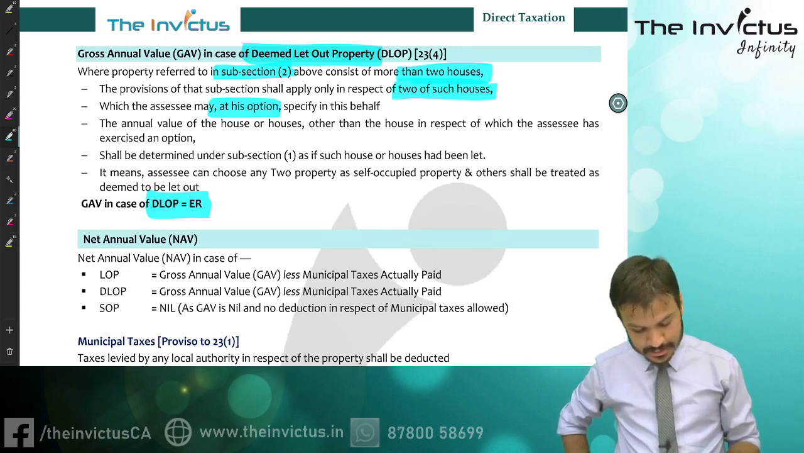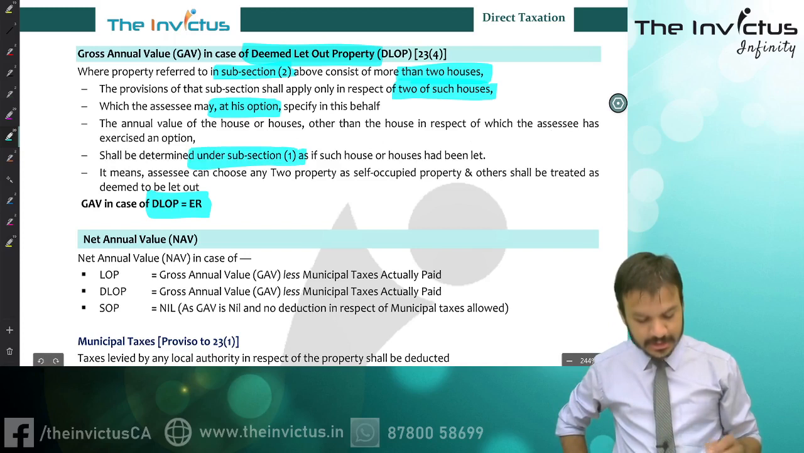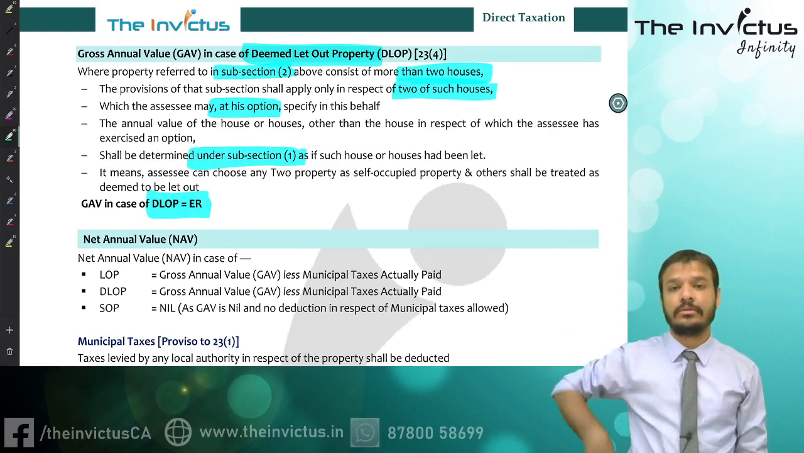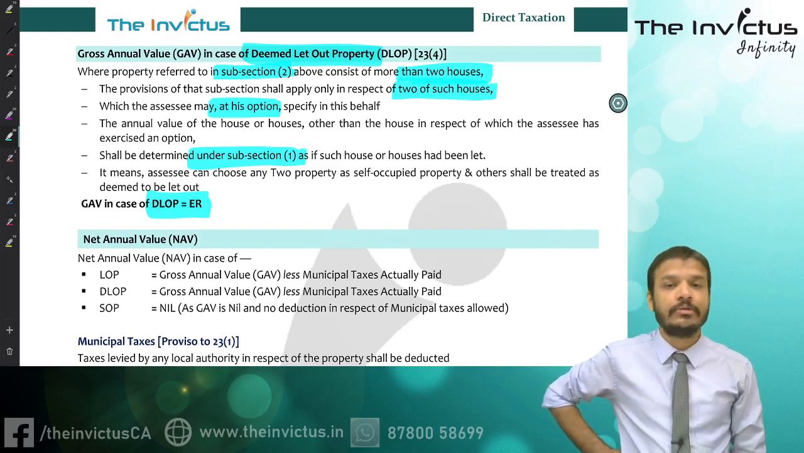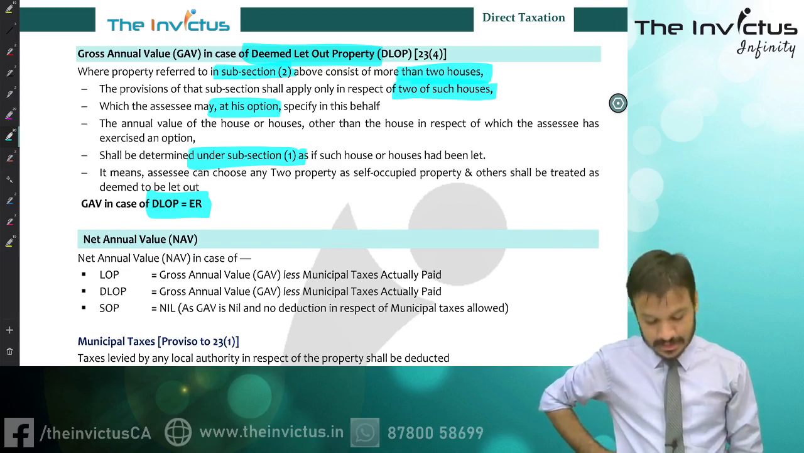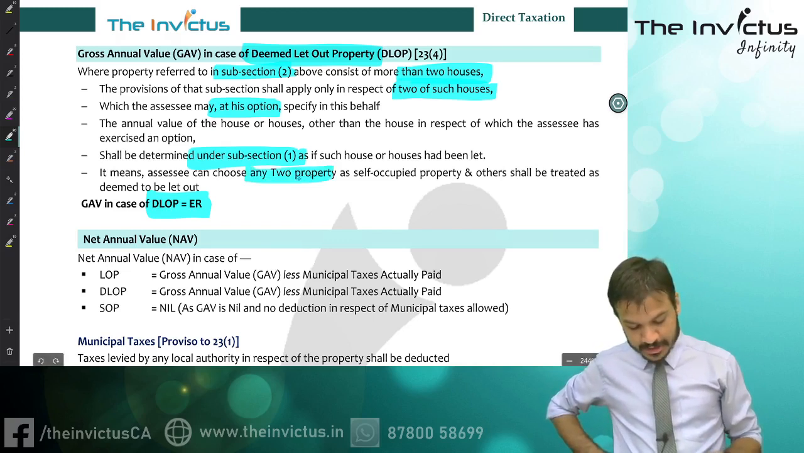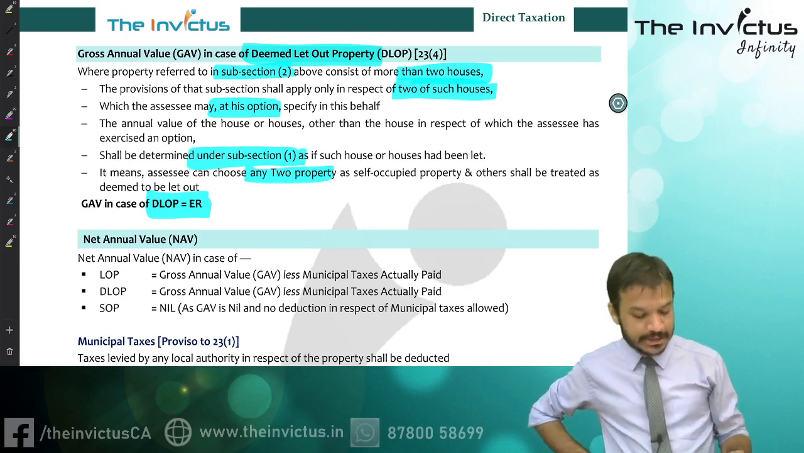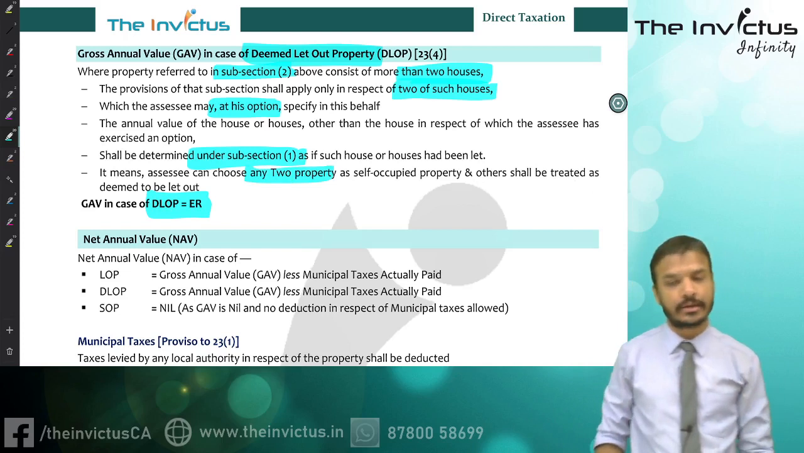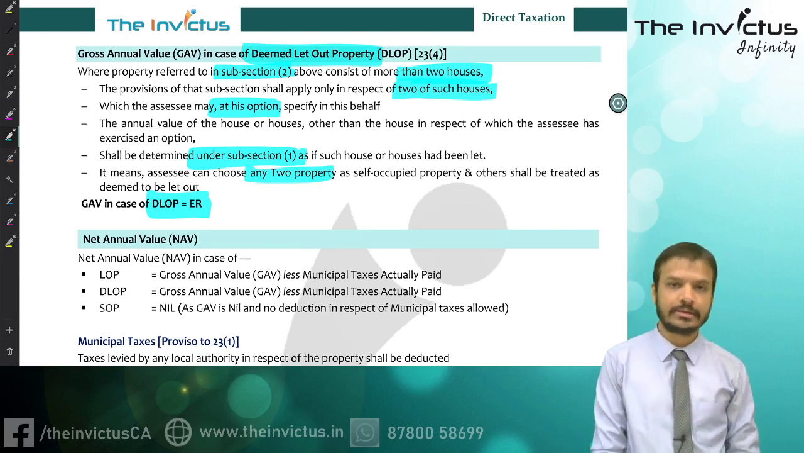The annual value of those houses, other than the houses in respect of which the assessee has exercised an option, shall be determined under subsection 1. Subsection 1 means what? That is GAV in case of let out property. So annual value shall be computed as if the property is let out. It means the assessee can choose any 2 properties as self-occupied property and others shall be treated as deemed to be let out. And GAV in case of DLOP is expected rent. As I already said, there is no question of actual rent received or receivable in this case. Okay.